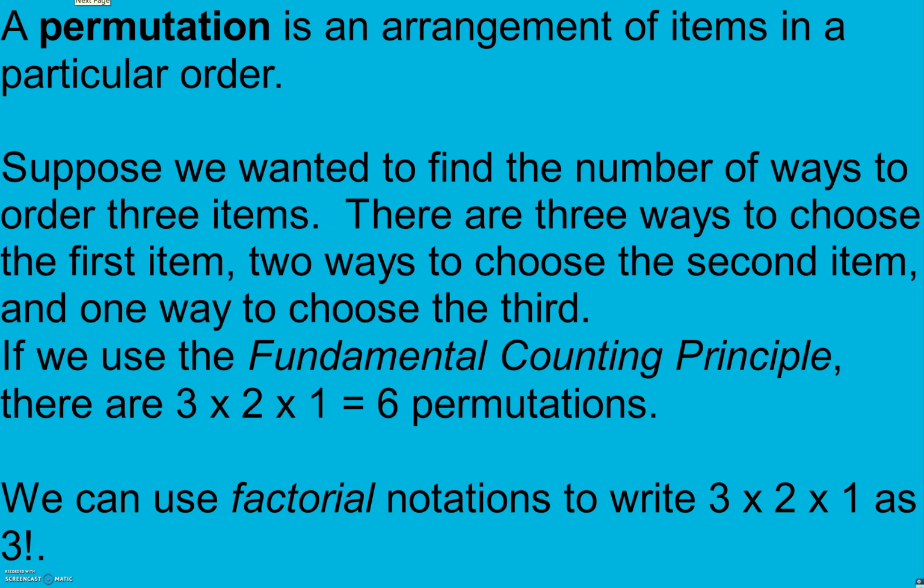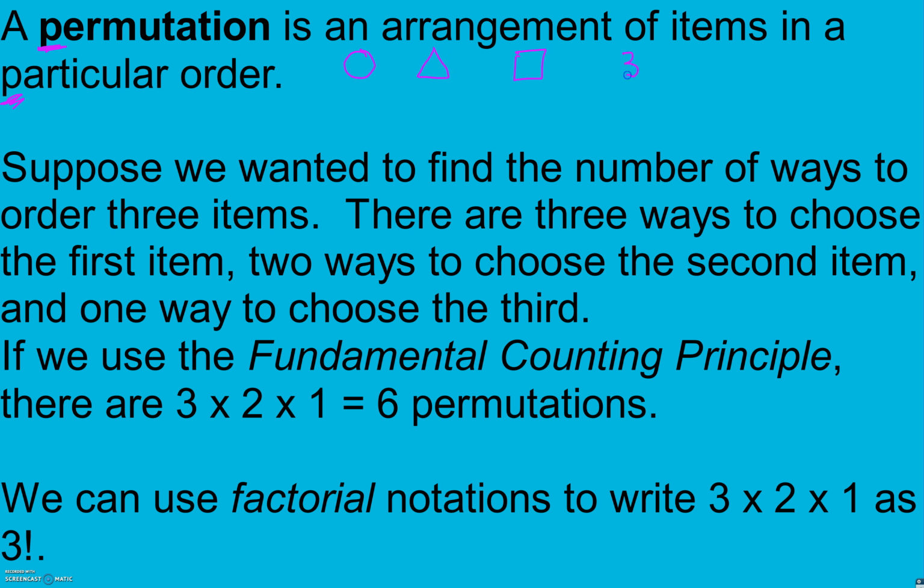A permutation is an arrangement of items in a particular order. Okay, permutation, particular order. Order matters. Suppose we want to find the number of ways to order 3 items. There are 3 ways to choose the first item, 2 ways to choose the second item, and 1 way to choose the third item. If we use the fundamental counting principle, there are 3, 2, and 1, which gives us 6 permutations.